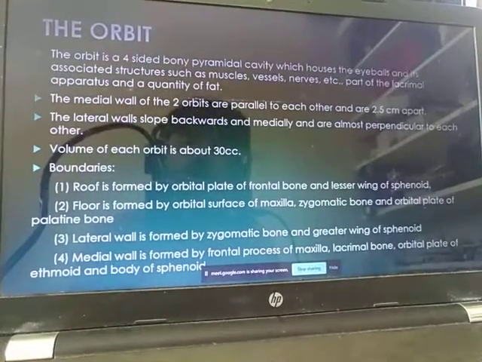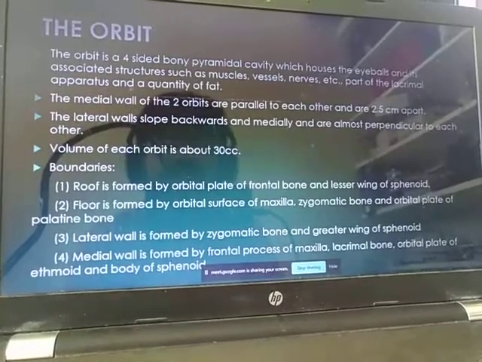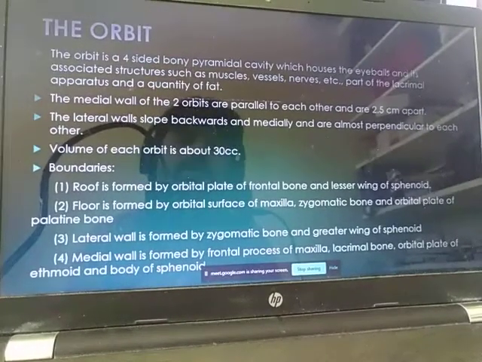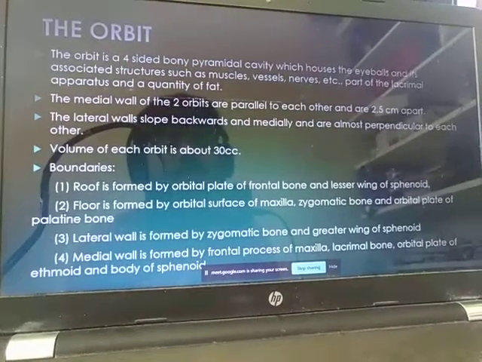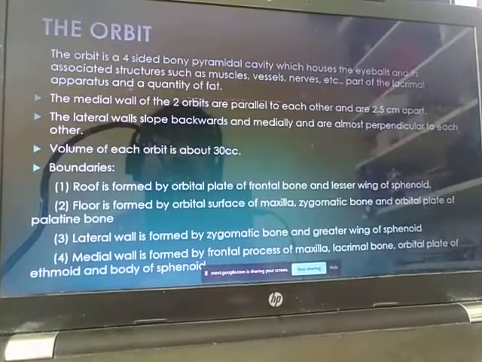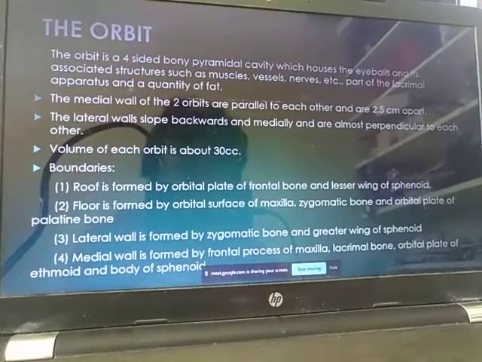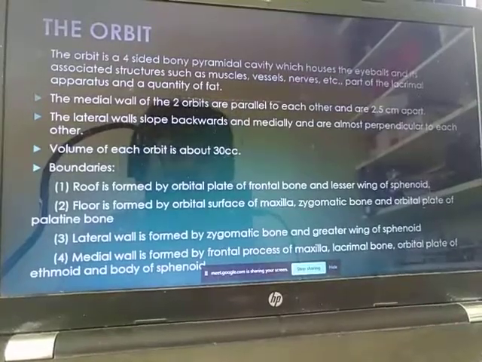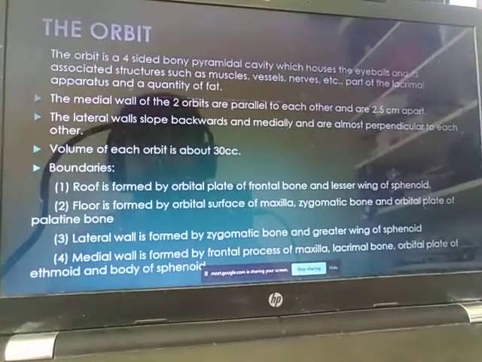The medial wall of the two orbits are parallel to each other and are about 2.5 centimeters apart. The lateral walls slope backwards and medially and are almost perpendicular to each other. So you can imagine a sort of triangular section if you see a transverse section from top. The volume of each orbit is about 30 cc's.